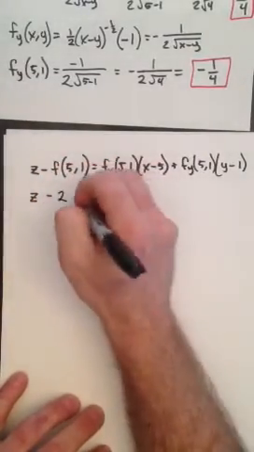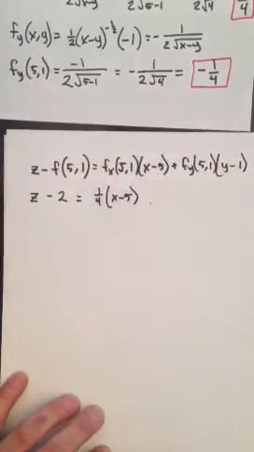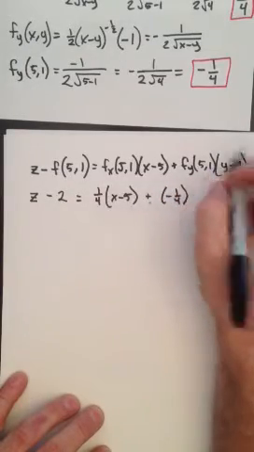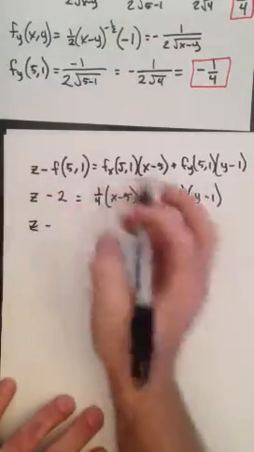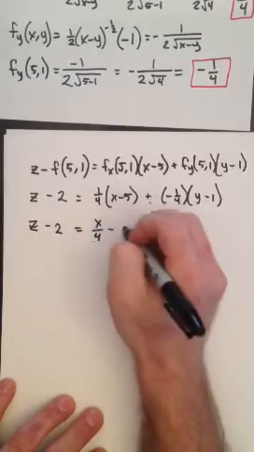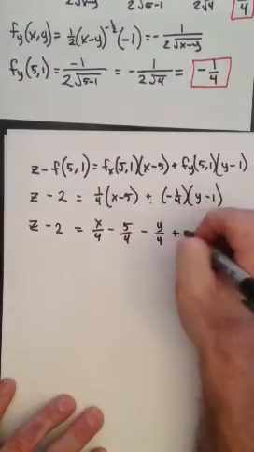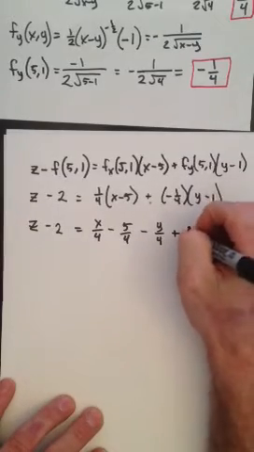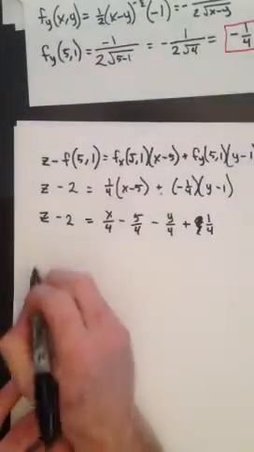Okay, let's plug in what we found from above. z minus 2 is equal to 1/4 times x minus 5, plus, now we have a negative 1/4, times y minus 1. Distributing out the quarters here, z minus 2 is equal to x over 4 minus 5/4 minus y over 4 plus 1/4, excuse me. I knew something didn't seem right. That looks a little ugly, but we got the point.